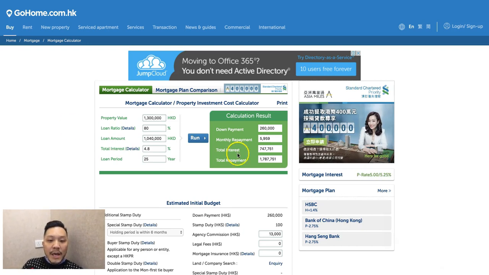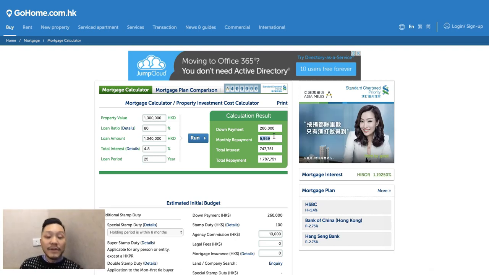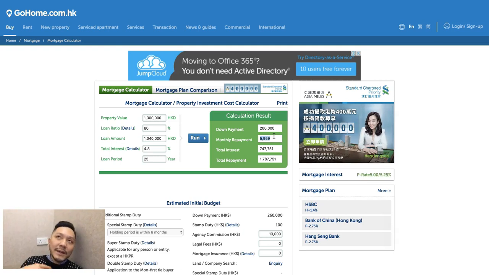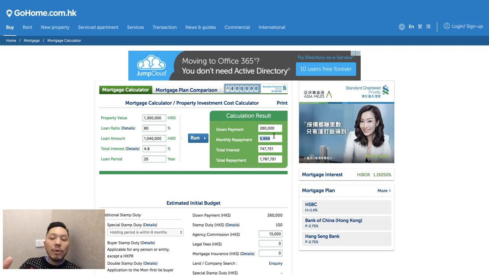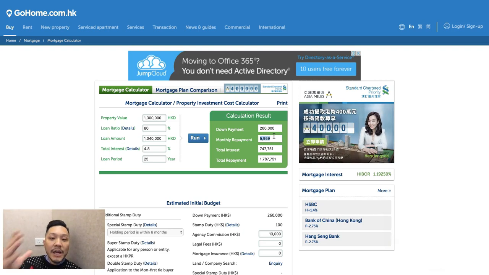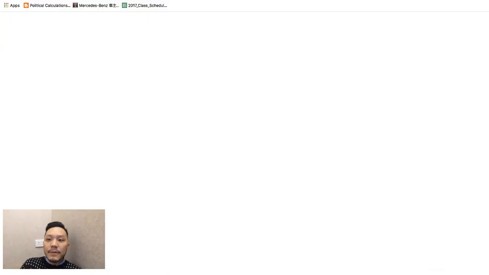Now, boom, you know the down payment, you have to pay 260,000, which I know, and then the monthly repayment is $5,900, it's like $6,000. So that's the worst case scenario. But that's the best case scenario for me to leverage, but it's the worst case scenario for the rental income to outperform it or to cover the mortgage cost, right? So now do the math.